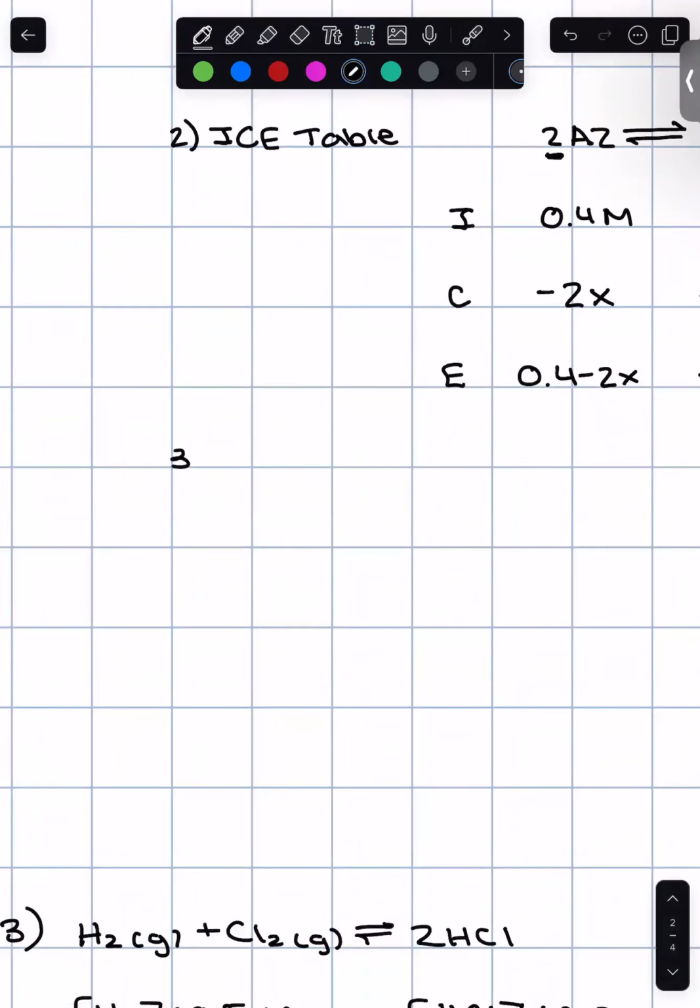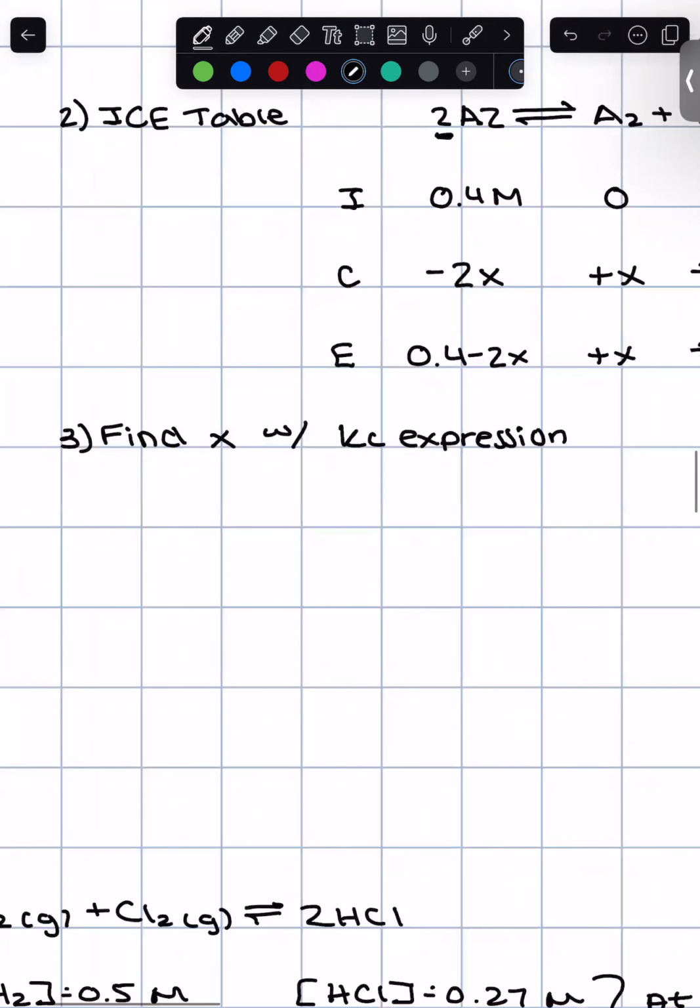Step 3, find x with the Kc expression. So when people do these problems, they'll oftentimes screw up something as easy as writing up the Kc expression. So please just always keep those fundamentals in the back of your head. Only aqueous, only gaseous if you're dealing with that. And coefficients as the exponents. Products over reactants. Like so.